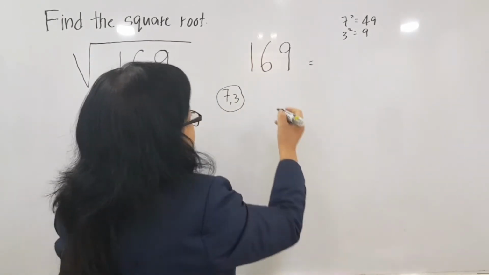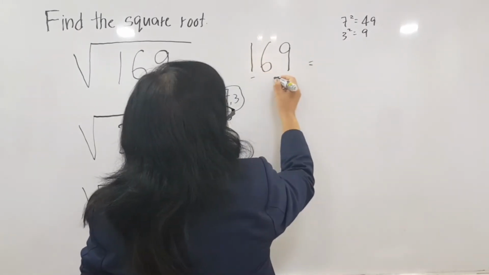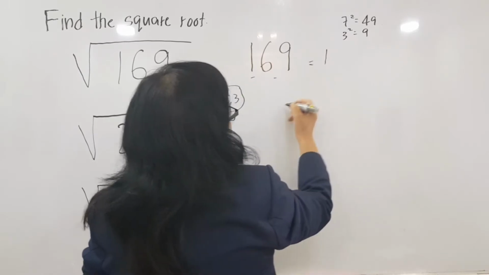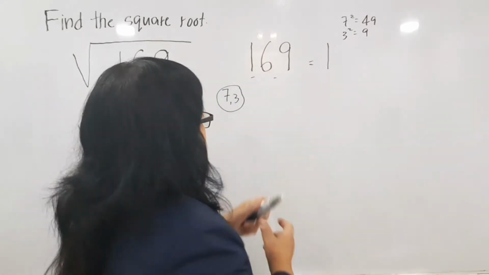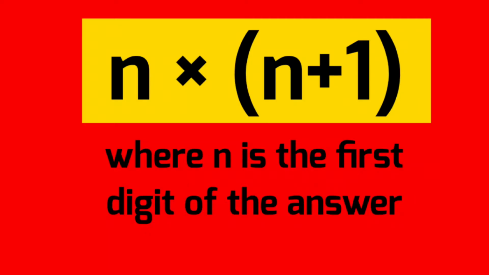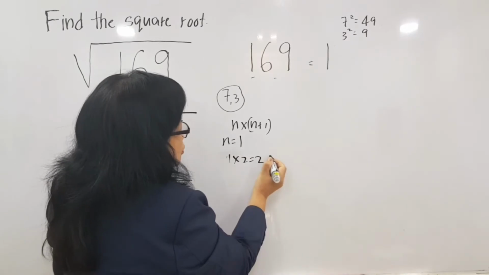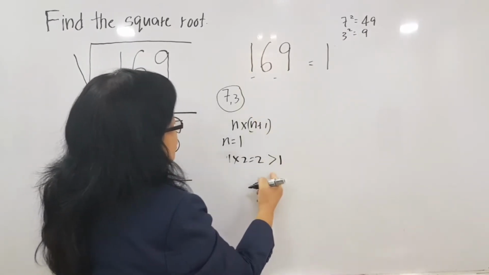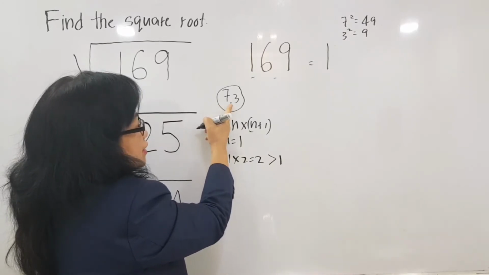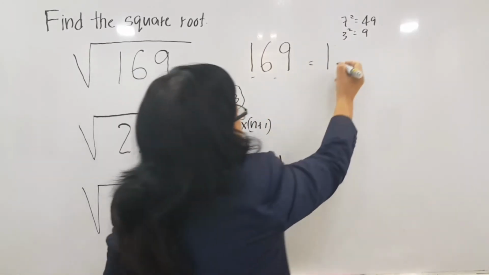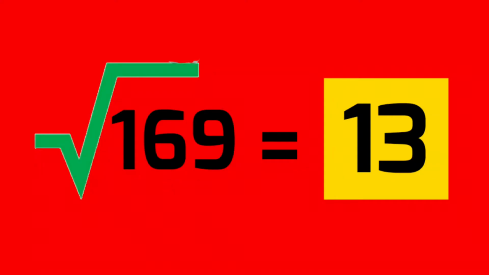Then, from here, we have the 1, so the 1 and 69. Automatically, 1 squared is equal to 1. To proceed with this math trick, we use the formula N times N plus 1, where N is equal to our first number. So, 1 times 2 is equal to 2. 2 is greater than 1. Therefore, we take the lesser number we took from the squares. So the answer is 13. The square root of 169 is equal to 13.